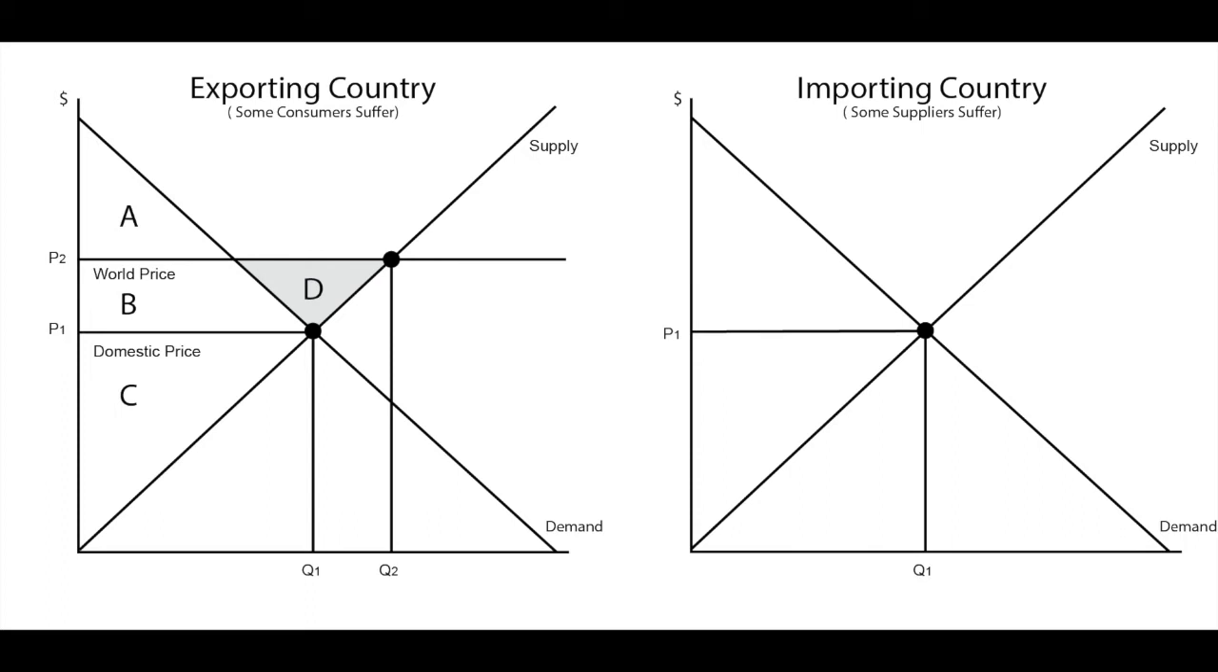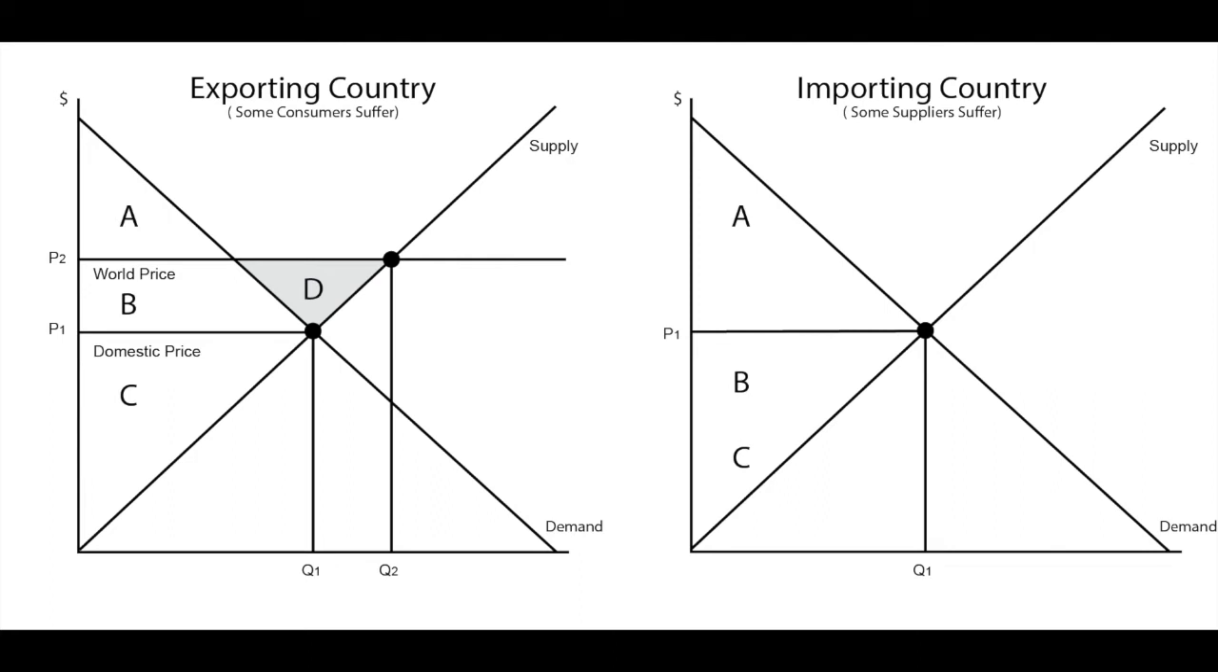Now let's consider the importing country. A country that imports more of the goods, before it starts importing, is going to look a lot like the exporting country. It's going to have a supply and demand curve. It's going to have a price, and we're going to have three components, A, B, and C. So the consumer surplus will be the area A, and the producer surplus will be the areas B and C.